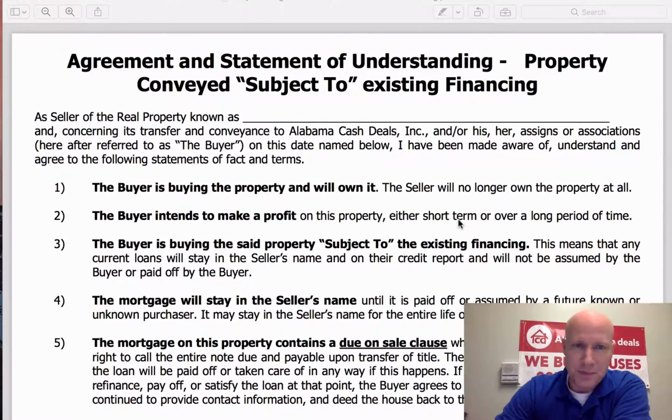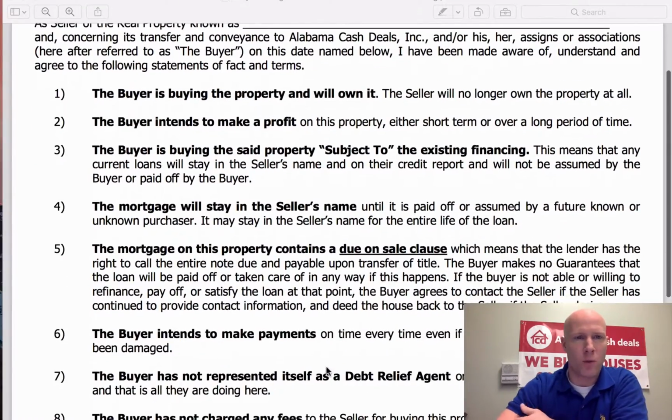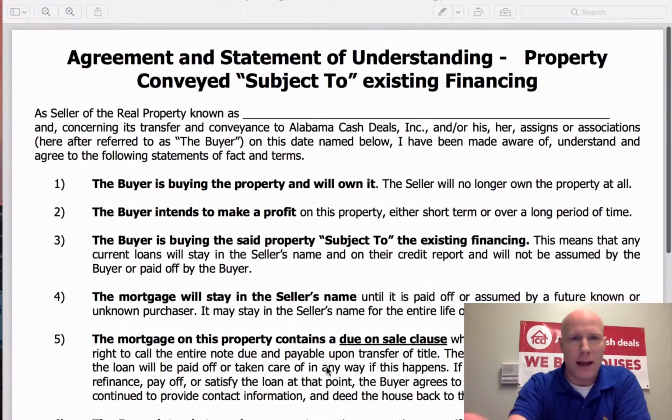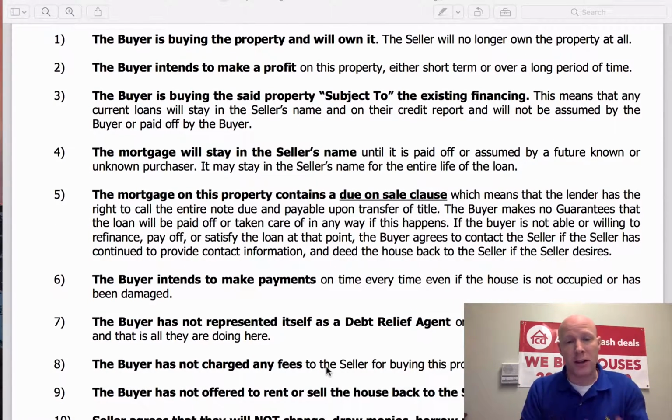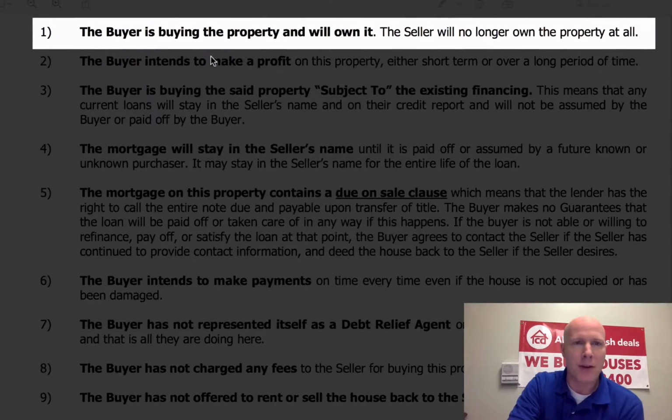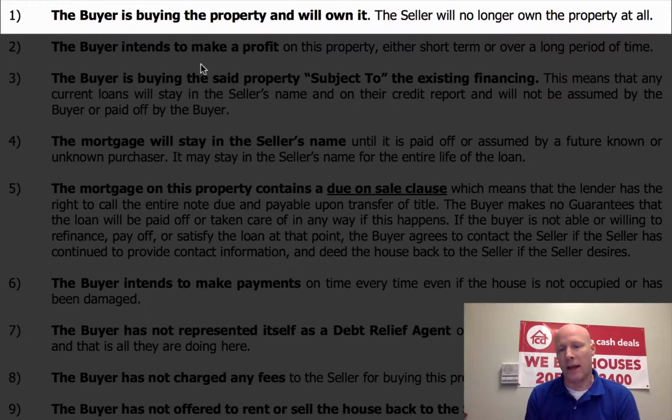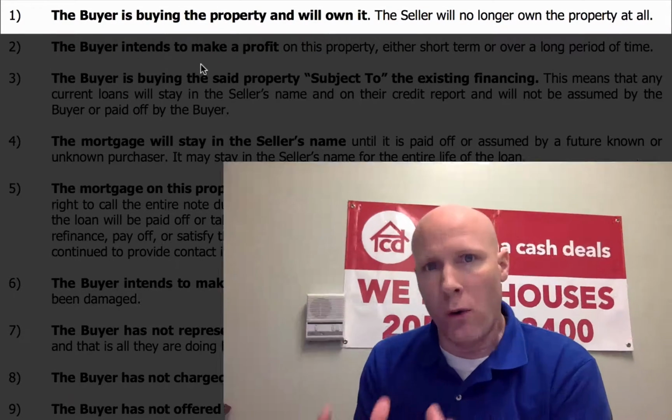I'm actually going to put this up on the screen. I give this to everybody. It's the agreement and statement of understanding. Every single time I do a transaction like this, I make sure that the seller is 100% aware of what's going on. I'm just going to go through these one by one, and I can send this to you if you want me to. It's no big deal. This is just to make sure that they understand what they're getting themselves into. Going through these one by one: the buyer is buying the property and will own it. So again, like I said earlier, you own the property.